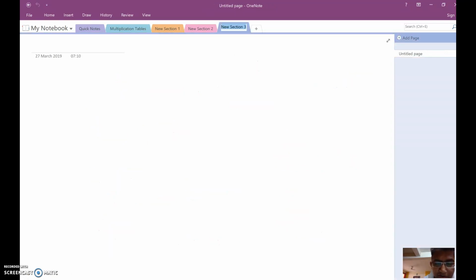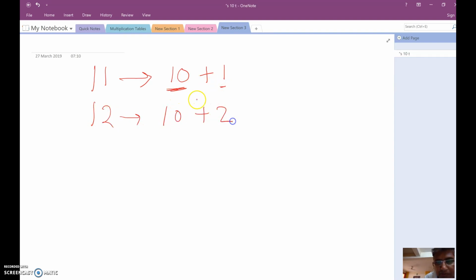Now you have learned the concept of tens. Now I will teach you about ones also. Suppose we write a number 11. So what is 11? 11 is 10 plus 1. Okay. So this is 10 plus 1. 12 is 10 plus 2. 13 is 10 plus 3.